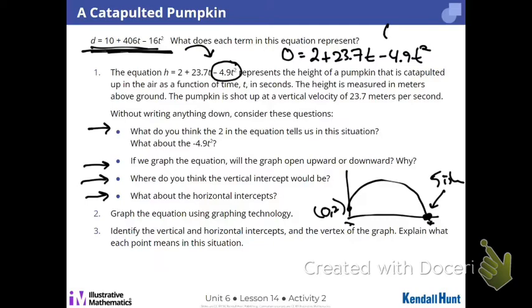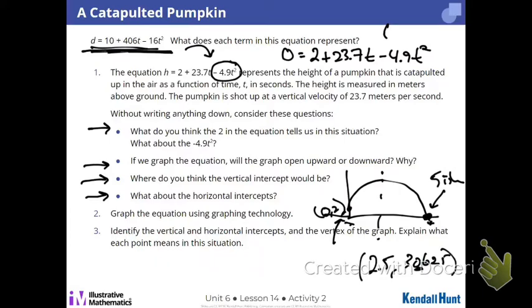Now, the next thing it's asking for is when will it be its highest? Well, the vertex would be close to what? It'd be close to 2.5, right? We know it wouldn't be exactly 2.5 because the other 0 would be left of the y-axis. But we're going to use 2.5 just to see what we get. So if I put 2.5 into my function, which is 2 plus 23.7 times 2.5 minus 4.9 times 2.5 squared, I get 30.625 meters.